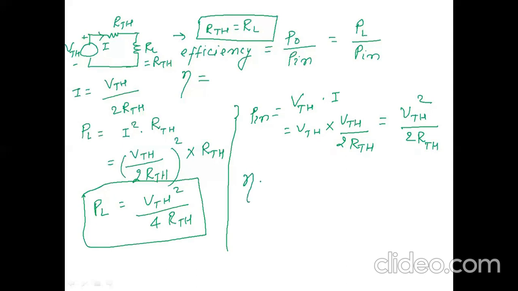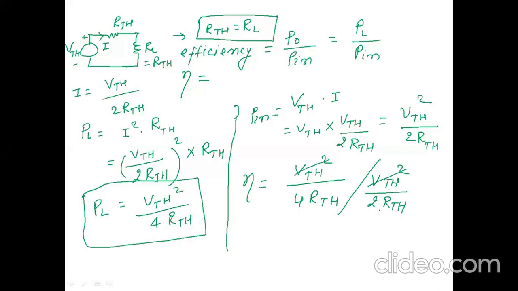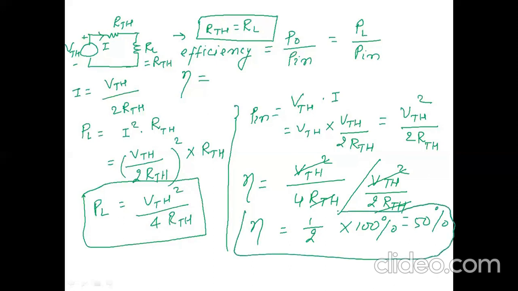So efficiency eta will be equal to output power by input power. So VTH square divided by 4 RTH, divided by input power, and this input is VTH square divided by twice RTH. So this VTH will be cancelled out, this RTH will be cancelled out, and 2 will go upside. So it will be 1 by 2, or if you convert to percentage, multiply by 100, so 50%. So this much efficiency is obtained during the maximum power transfer.